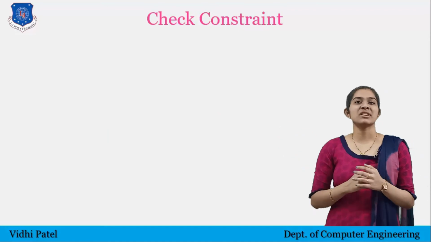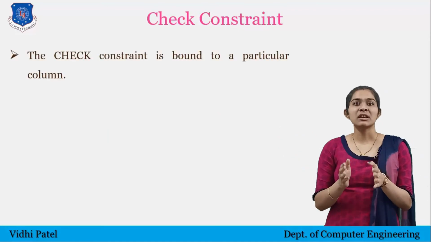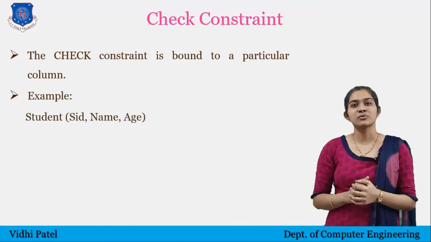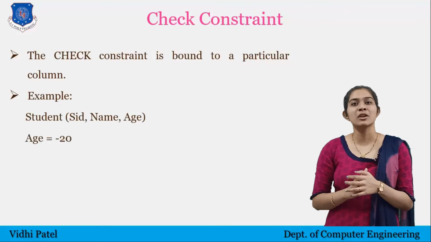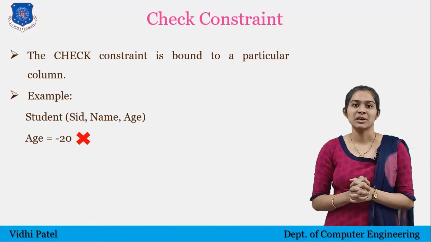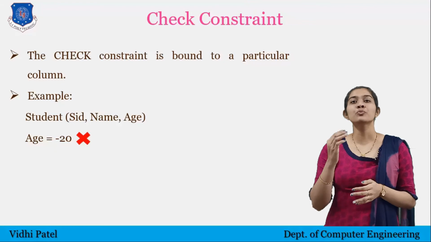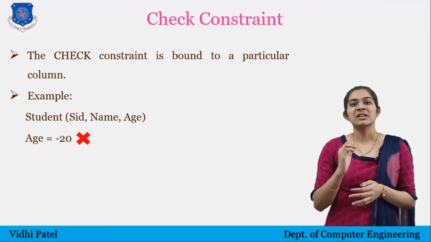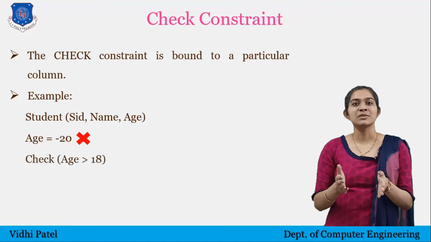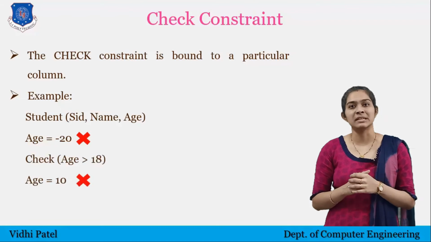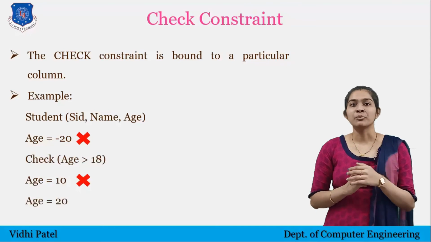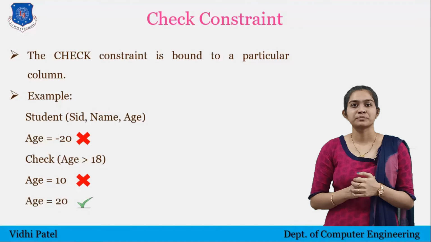Next constraint is the check constraint. Check means the value is checked before entering into the database. Suppose we have a column age in the table student. If I enter -20 as a value of the age attribute, -20 is not possible for age, but the user can enter any value. So to prevent this, we apply a check constraint on that attribute age. Like age is greater than 18 means the user cannot enter value 10 for attribute age because 10 is less than 18. The user can enter value 20 for the age attribute because it satisfies the given condition.